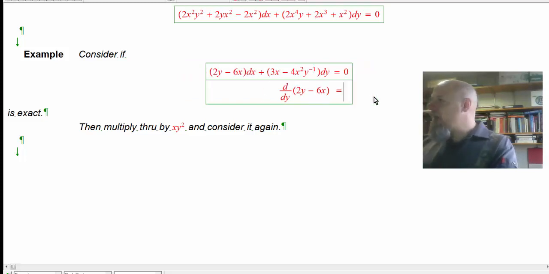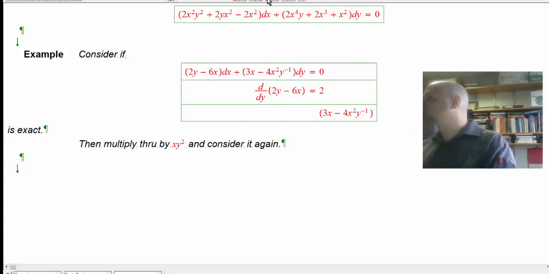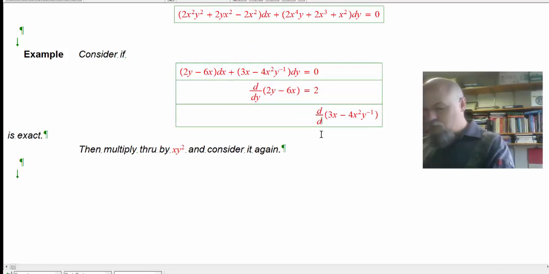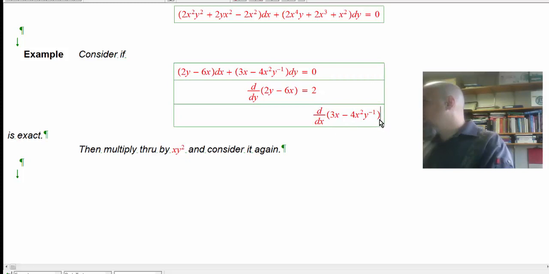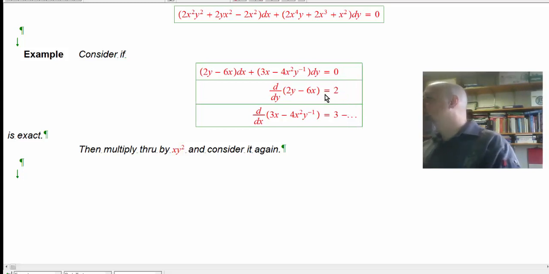And when I do that, I just get 2. If I take the second bracket and differentiate it with respect to x, I get, well, not 2. So they're not equal. So it's not an exact equation.